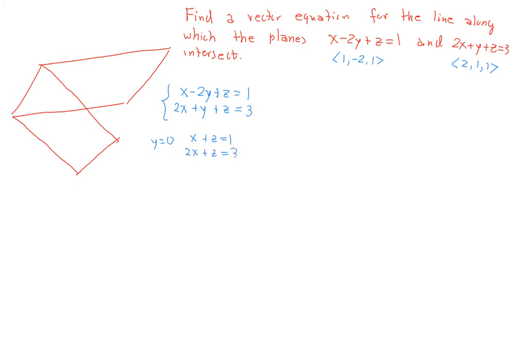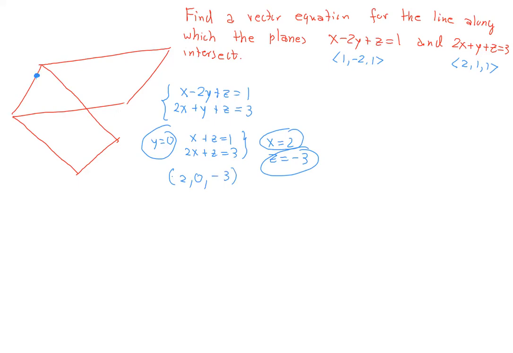And you can solve the system simply by subtracting the first equation from the second. If you do so, you're going to get x is equal to 2. Once you know that x equals 2, then z is equal to negative 3, right, from the first equation, and y is 0. So this gives you right away the point 2, 0, negative 3 that belongs to both planes. So this point is somewhere here.